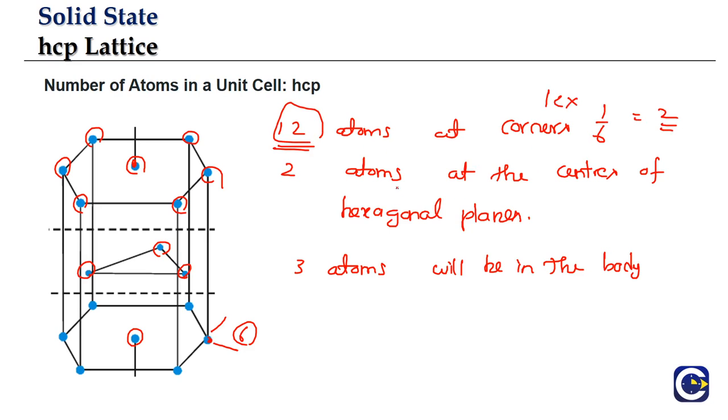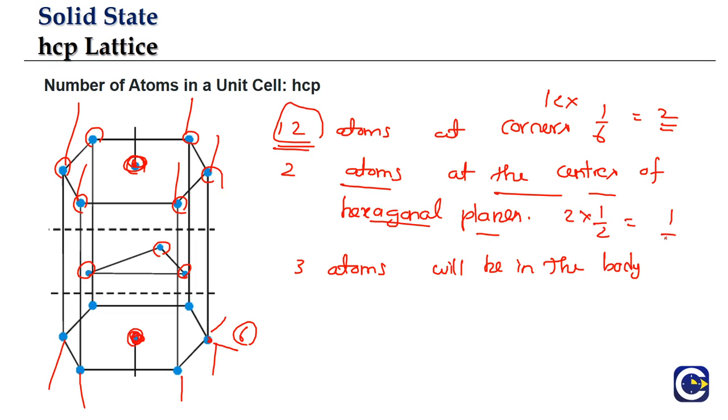So 12 into 1 by 6 is going to be how much? 2. And the 2 atoms at the centers of the hexagonal planes, because the atom at the center of a hexagonal plane will be shared between only 2 unit cells, this one and one more hexagonal cylinder above it. Similarly the one over here will be shared between this unit cell and another one below it. So the contribution will be half. So 2 into half is going to be 1. And the 3 atoms within the body belong exclusively to this particular unit cell, so 3 into 1 will be 3.